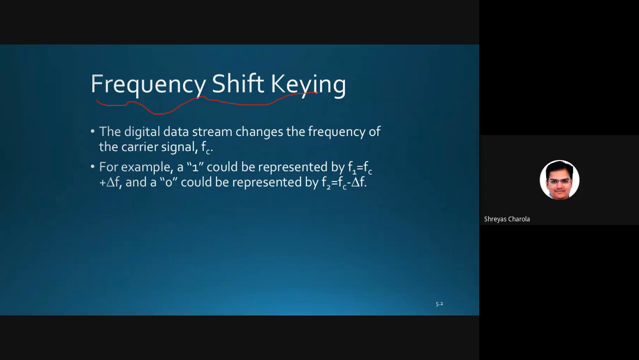ASK, you know everyone that the change in amplitude makes the difference in a signal when you are sending digital bits as analog bits. But what happens in frequency shift keying? That means if you have binary bits 1010, at a 1 you have the higher frequency. But when it comes to a 0 you have the lowest frequency, and when again it comes to 1 you have the highest frequency. And again the 0, the lowest frequency.